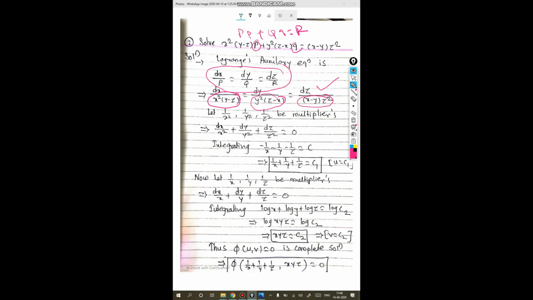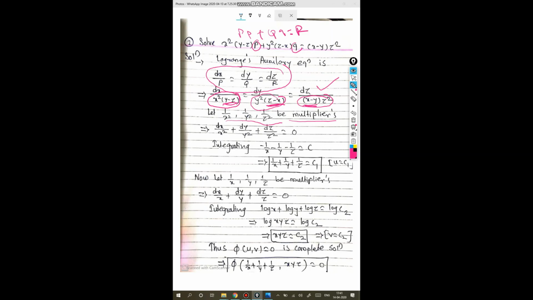So see the way you can observe the denominator. If you observe the denominator, this y minus z plus z minus x plus x minus y, this sum is coming 0. Okay, so if you select 1 by x square, 1 by y square, 1 by z square as multipliers, that means we are going to multiply them to the numerator as well as the denominator. So in that case, the sum of the denominator is coming 0.